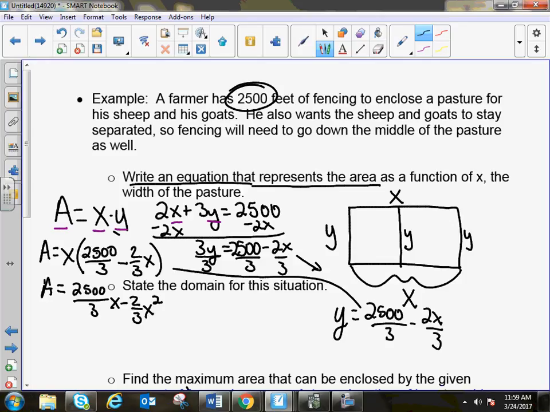So, let's call this part 1, to write an equation that represents the area as a function of x. And I've done that. So let's box that for part 1.